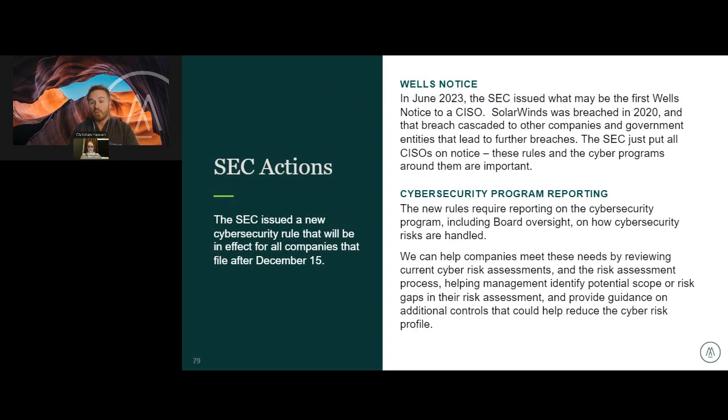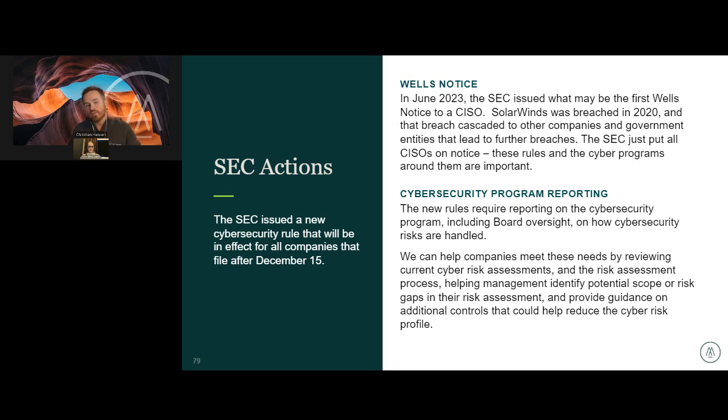So what's happened since then? A lot of things have happened. It's taken a bit of time. In June of last year, the SEC issued a Wells notice to the CISO at SolarWinds, basically notifying him that charges were coming. Since then, charges have been filed against that CISO about the state of their security program.